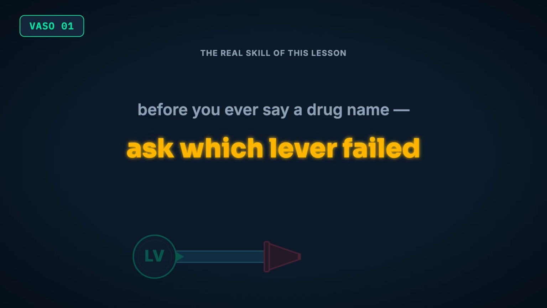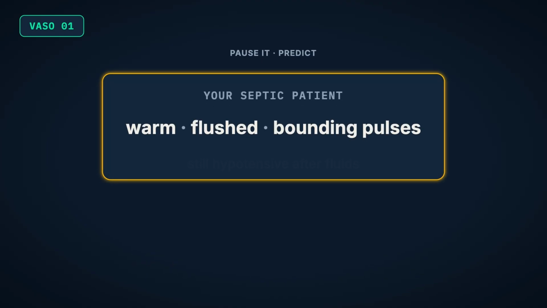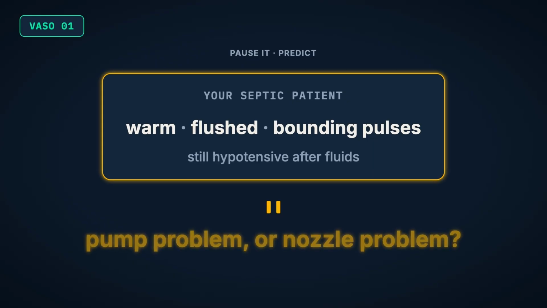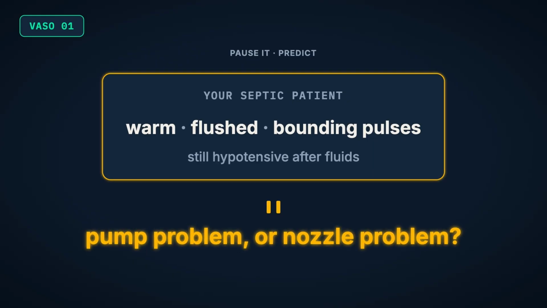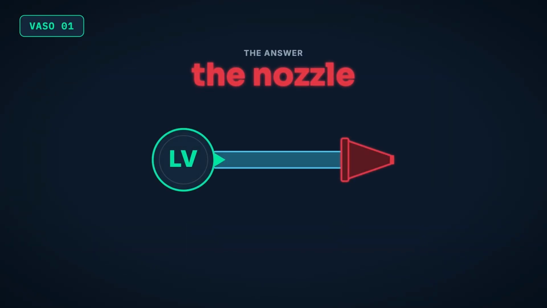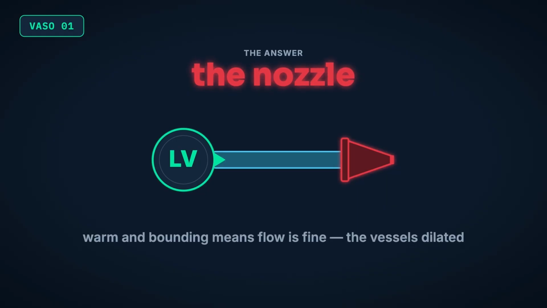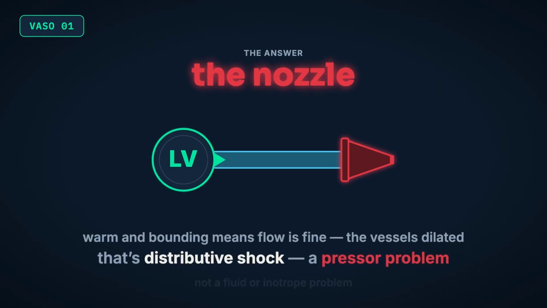Pause and predict. Your septic patient is warm, flushed, bounding pulses, still hypotensive after fluids. Pause it. Is this a pump problem or a nozzle problem? The nozzle. Warm and bounding means flow is fine, maybe even elevated. The vessels are dilated. That's distributive shock, and it's a pressor problem, not a fluid or inotrope problem.